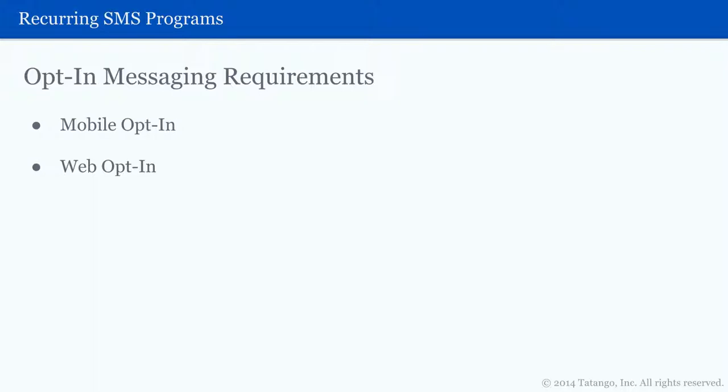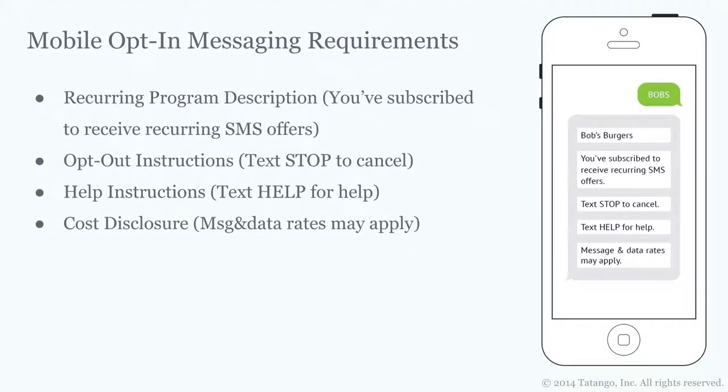So let's start off. In a recurring program, customers have to opt in. There's 2 different ways to opt in. One is mobile opt-in, one is a web opt-in. Mobile opt-in is where somebody takes out their phone, texts in to a short code, and opts in. Web opt-in is when someone goes to usually a browser, maybe even a point of sale, types their phone number into the browser or point of sale, and then gets a text message confirmation back, and they have to respond to it. So let's talk about the mobile opt-in messaging requirements.